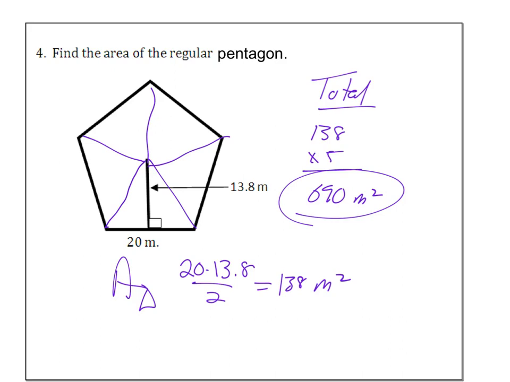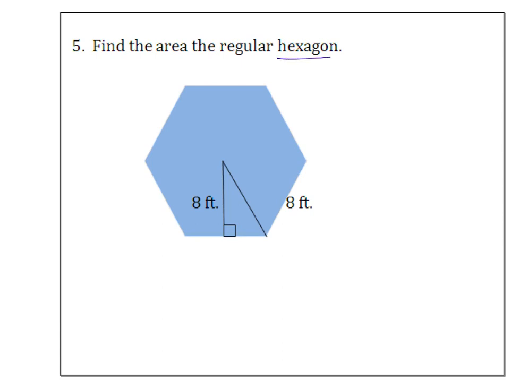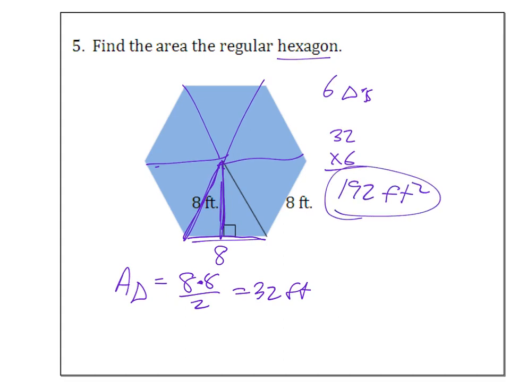You're looking at 2 things here. Here's what we got: a hexagon. Every side is 8, so that makes this 8. This height is 8. So the area of one triangle is going to be just 8 times 8 divided by 2, which gives me 32. That's one triangle. A hexagon, though, has 6 triangles. So I'm going to take 32 times 6 to get my sum total. That's going to be 192 feet squared. That's going to be my answer.